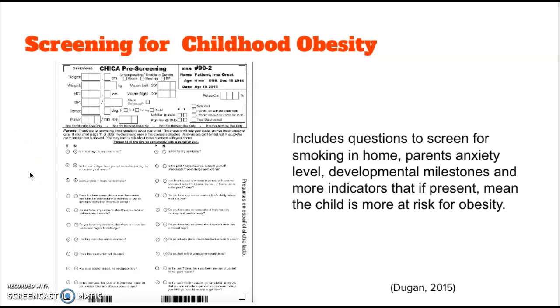It is difficult to read, but it does include questions that screen for smoking in the home, parents' anxiety level, developmental milestones, and some more indicators that, if present, mean the child is more at risk for obesity. Again, it's recommended that this be used at the 24-month visit, and that way providers can start early interventions if it seems that the patient is at risk for childhood obesity.